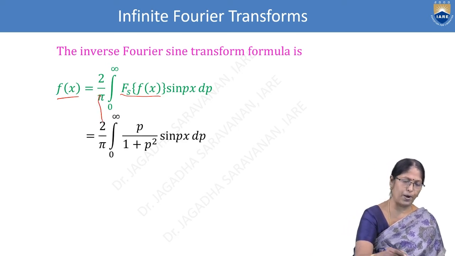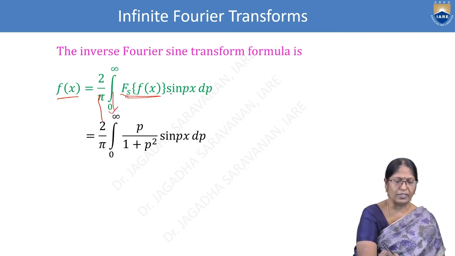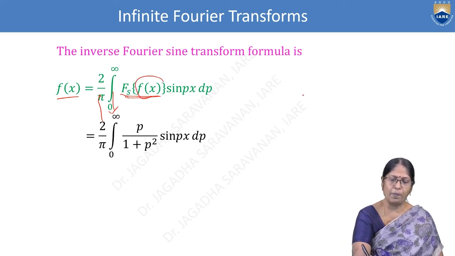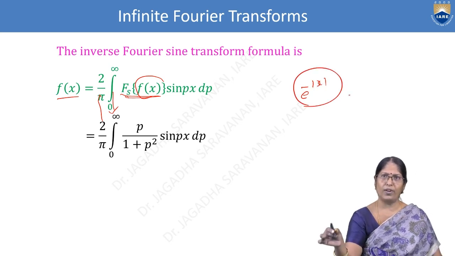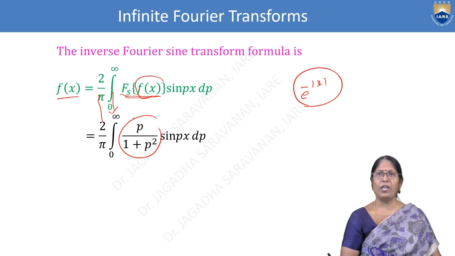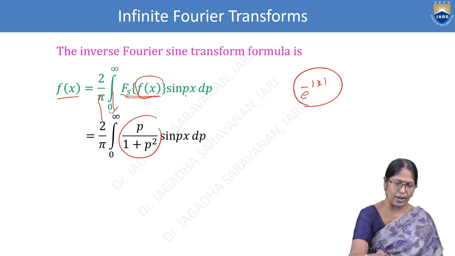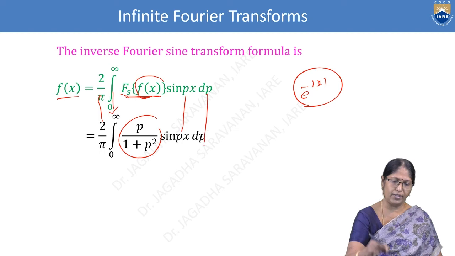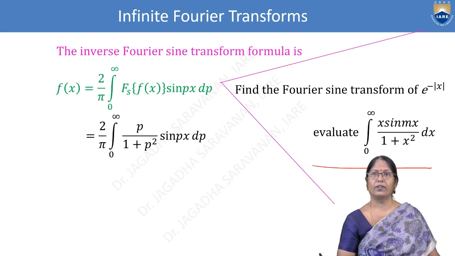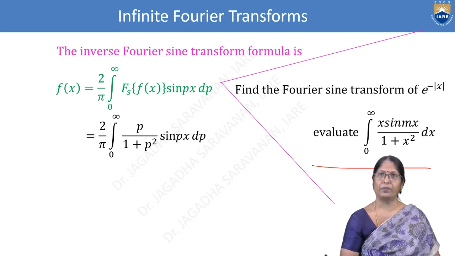So, 2 by pi integral 0 to infinity Fourier sine of f of x. Our f of x is e power minus mod x. That result we just now discussed and solved in the previous slide. This is the result we got: p by 1 plus p square, and sine px as it is, dp as it is. So now we can't stop up to here.